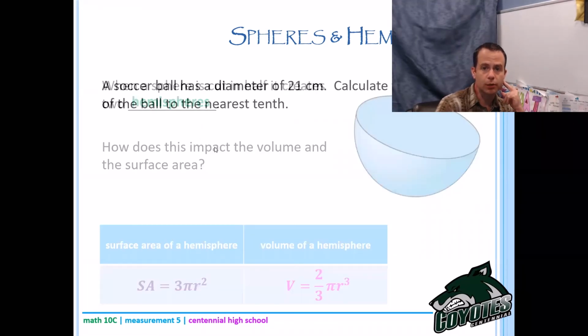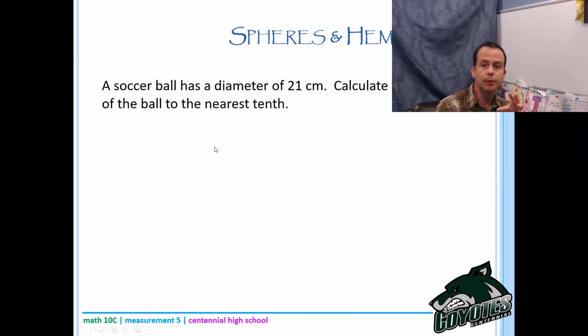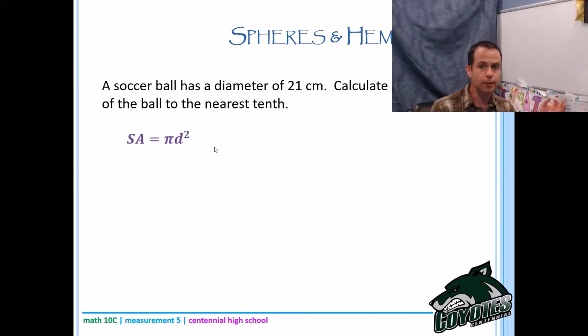So here we go. A soccer ball has a diameter of 21 centimeters. Calculate the surface area of the ball to the nearest tenth. So like in every other question we've done, we're going to start by writing out our formula. We're looking for the surface area. I chose to use the pi d squared one because I was given the diameter. Alternatively, you could have used the 4 pi r squared one and called the radius 11.5. That would have been fine. The exact same answer will come, okay?